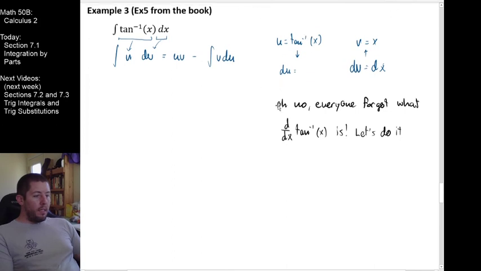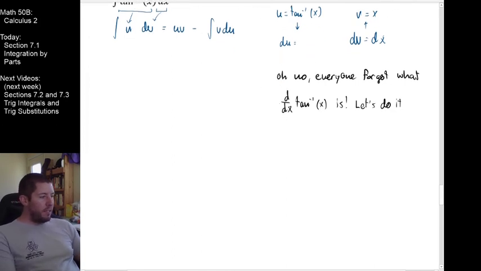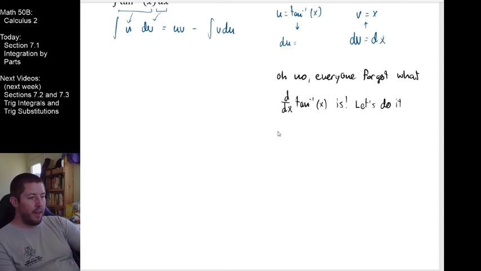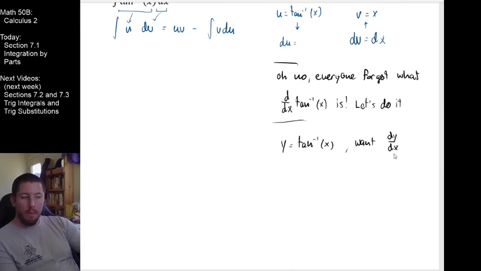So our goal is to take the derivative of this inverse tangent function here, right? So here's the way that I like to think about this. We're looking at y equals tan inverse of x. We want dy/dx. But my issue here is I don't know how to take dy/dx. So here's what I'm going to do. I am going to apply tangent to both sides.